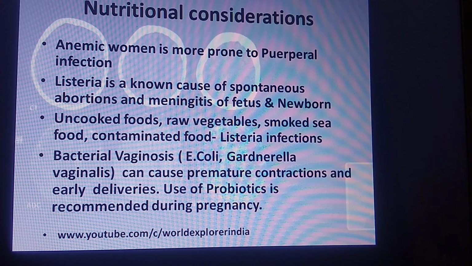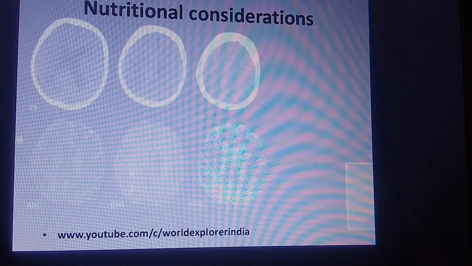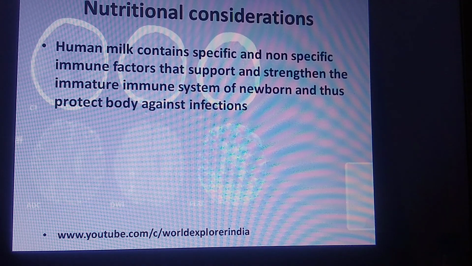Bacterial vaginosis, usually caused by E. coli and Gardnerella vaginalis, can cause premature contractions and early deliveries. So, to prevent bacterial vaginosis, the use of probiotics is recommended during pregnancy. Human milk contains specific and non-specific immune factors that support and strengthen the immature immune system of the newborn and protect the body against infections.